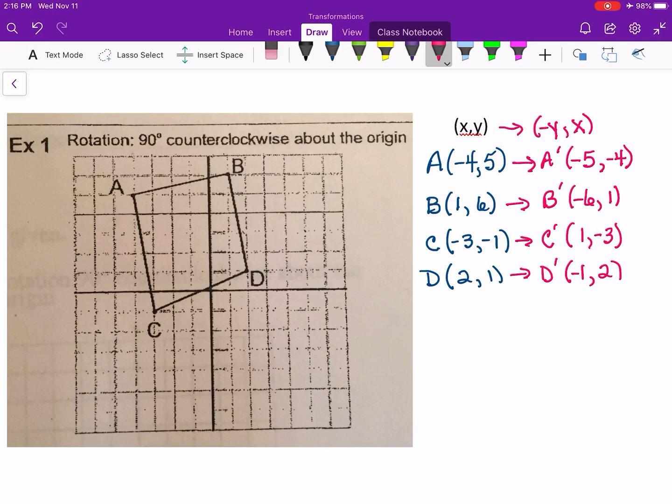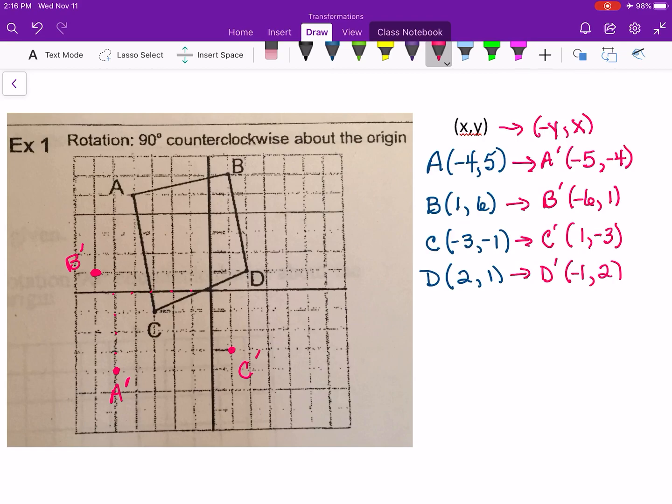So let me do some counting and we'll get our points where they belong. 2, 3, 4, 5 to the left, 4 down. And there's our A prime. B prime is 6 to the left, up 1. B prime. C prime is 1 to the right, down 3.